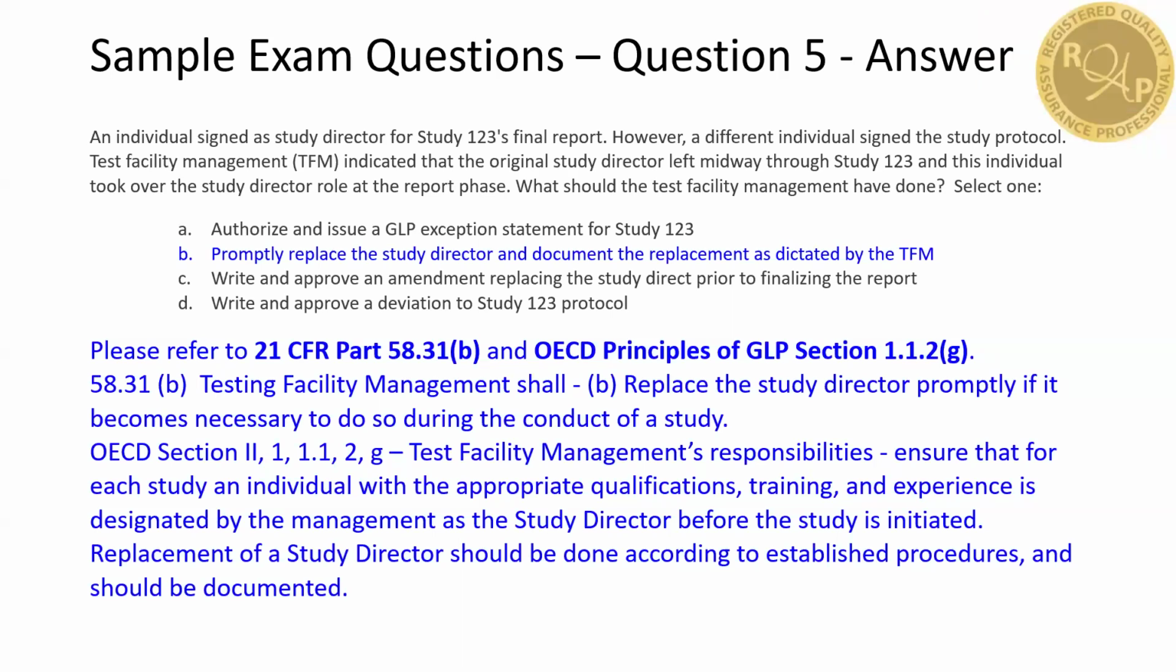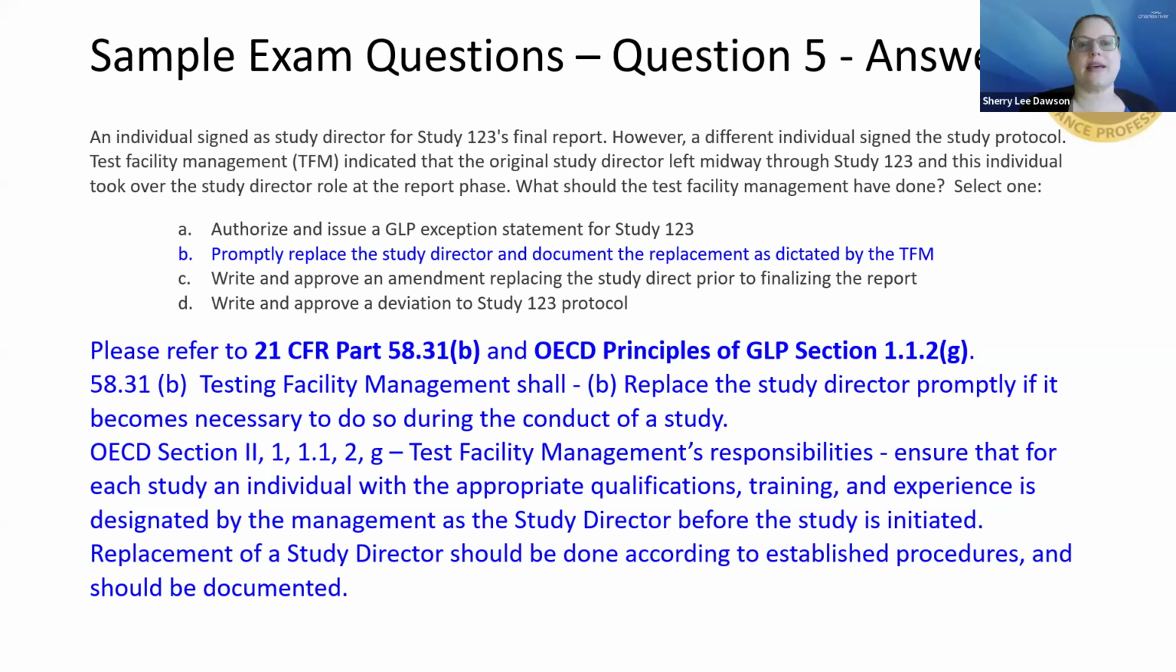What is the correct answer to this question? It's B. The reason C is not correct is because it says "prior to finalization of the report." Those last five words are what make it not the best answer. Right, but the protocol amendment would be written before the finalization of the report. Well, it needs to be written immediately when the study director changes. But immediately is still before the study report. Yeah. So that doesn't make the answer wrong.